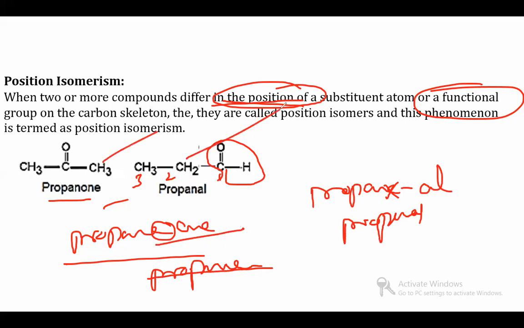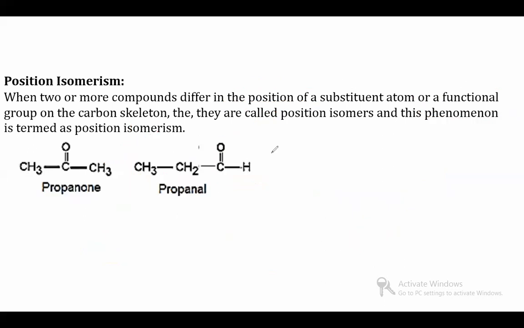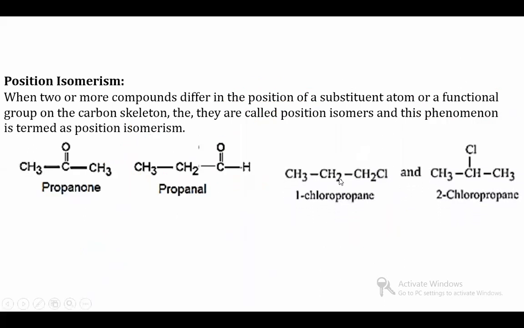This is aldehyde. Just by changing the position of the functional group, there will be a huge difference between the physical and chemical properties. These we call positional isomerism. Positional isomerism: when two or more compounds differ in the position of the substituent atom or the functional group, it is called positional isomerism. So we'll see one more example.